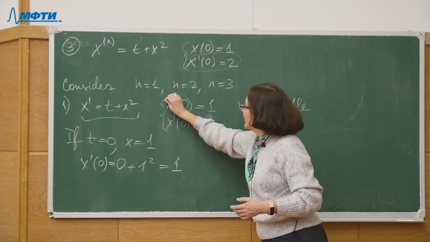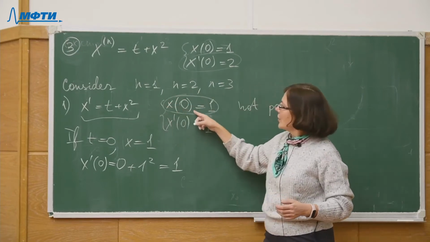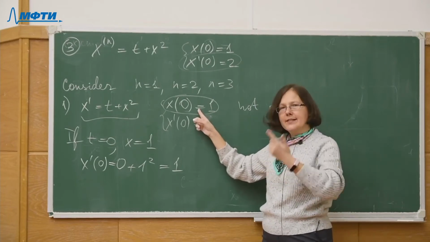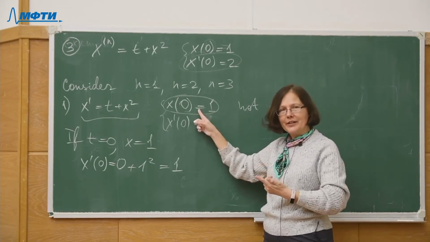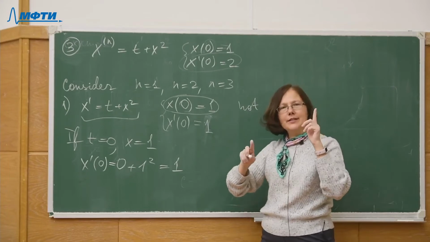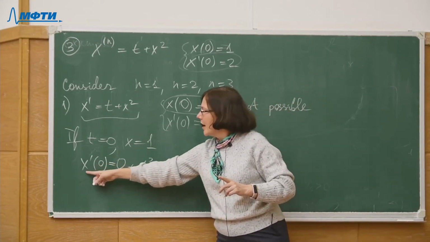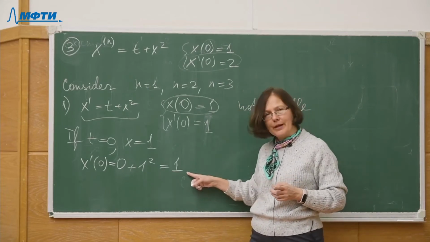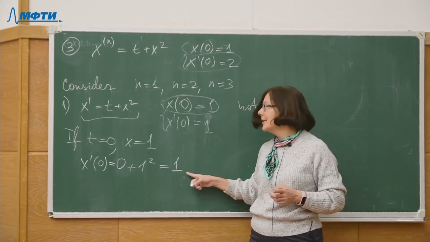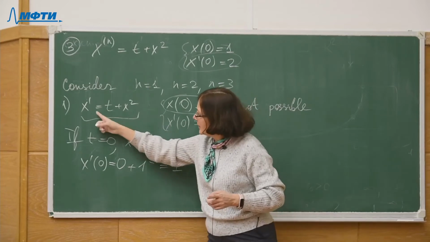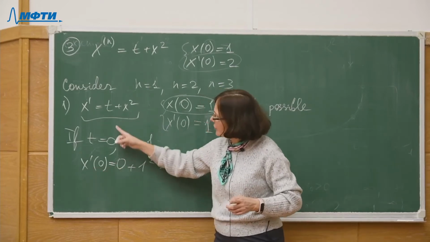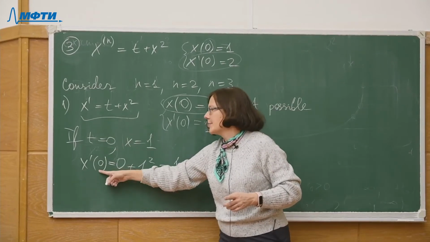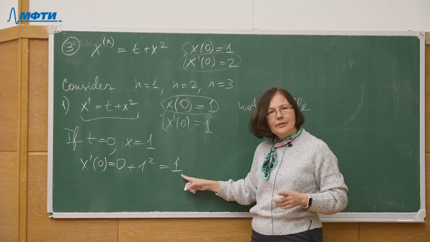Then the answer is the following. We are trying to solve this initial value problem. The solution exists and is unique. But at the point 0, we can compute x prime of 0 in this way. So to find x prime at 0, we should substitute 0 for t and 1 for x and find x prime of 0. And that will be the solution for the question, basically.